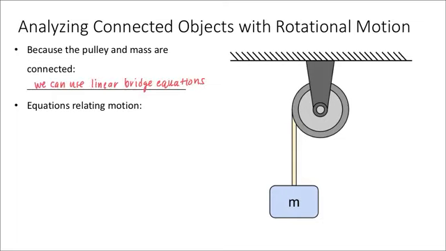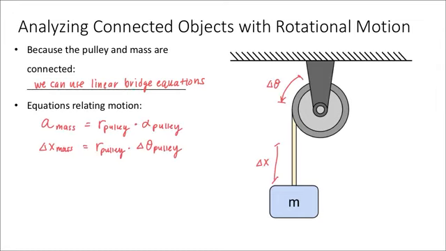So in other words, we can relate the angular acceleration of the pulley to the linear acceleration of the wheel like this. The linear acceleration of the mass will be equal to the radius of the pulley multiplied by the angular acceleration of the pulley. This is the same equation we used before.